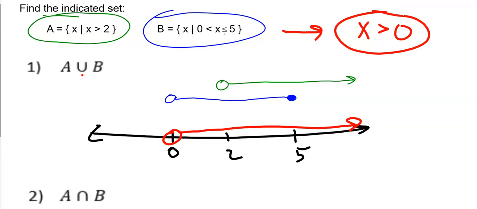If you look at it on the graph, you can see, oh yeah, anything on the blue line, those are all solutions. Anything on the green line, those are all solutions. So all those are solutions, but nothing smaller than 0 there.